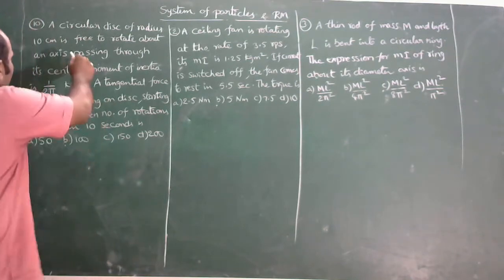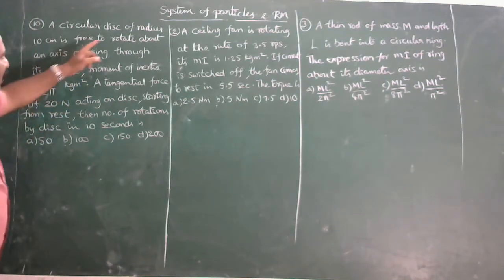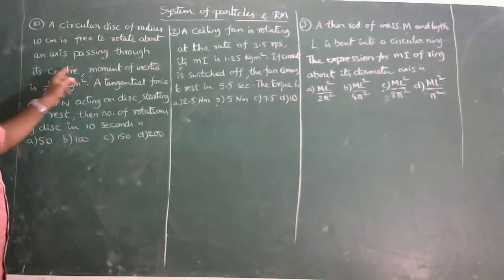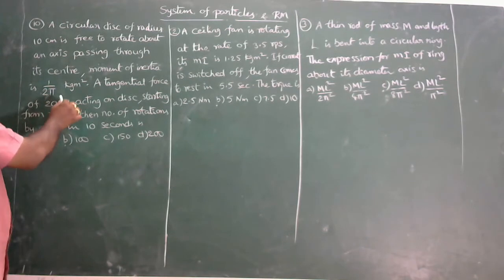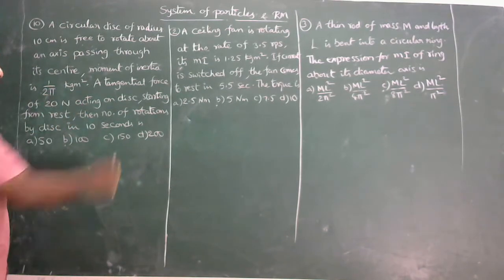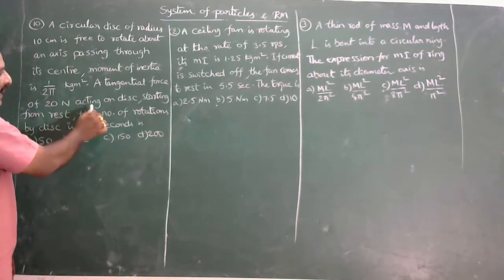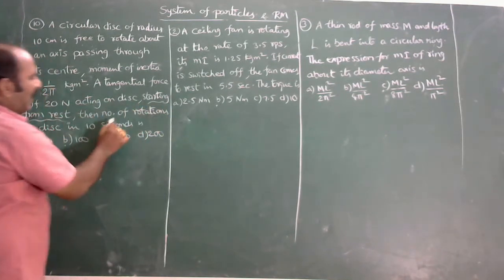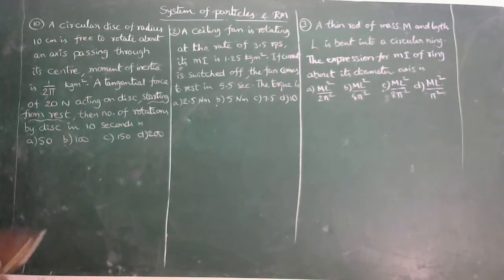Now see the 10th one. A circular disk of radius 10 centimeter is free to rotate about an axis passing through its center. Moment of inertia is 1 by 2 pi kg meter square. A tangential force of 20 Newton acts on the disk starting from rest. Then the number of rotations by the disk in 10 seconds is.